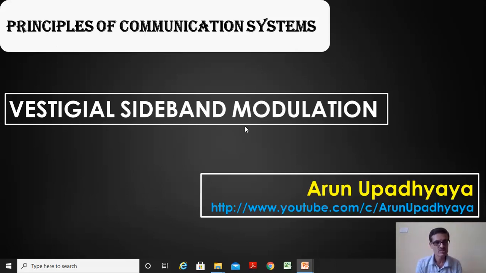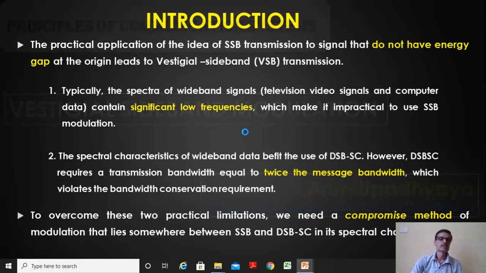Now what does vestigial, or vestige, mean? In this case we transmit one whole sideband, maybe USB or LSB, and we transmit some portion of the other sideband. Let us say some 25% of the other sideband. So vestige means some portion of the other. Some portion or trace of the other sideband is actually transmitted. So that is just an introduction to vestigial sideband.